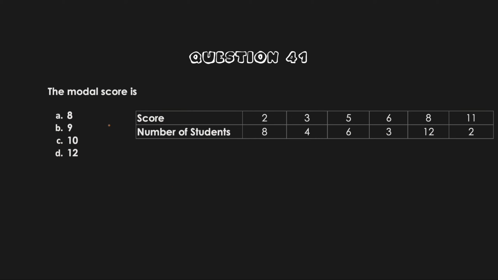So the modal score. What is a modal score? When we're talking about a modal score, we're talking about a score that has the most students in this case, or in general, it's usually the highest frequency. So right here, the largest number of students is in this section here. But remember, we're looking for the modal score, right? So the score that has the most would be 8. 8 has the largest number of students, which would be 12 students, which is not to be confused with this 12 here. We're talking about the score. So 8 is the score that we see the most.